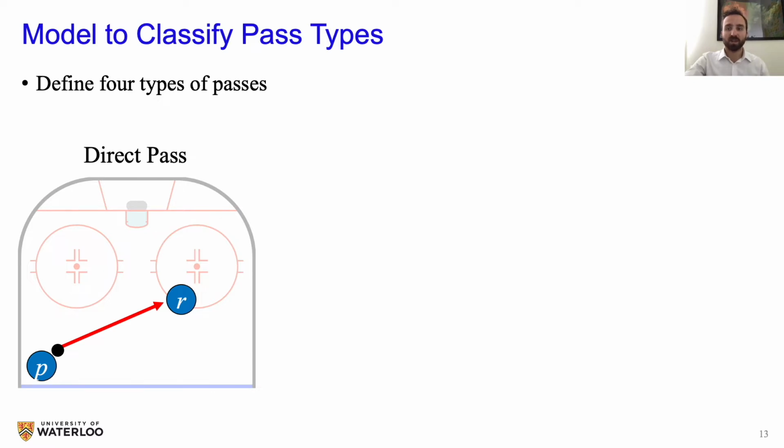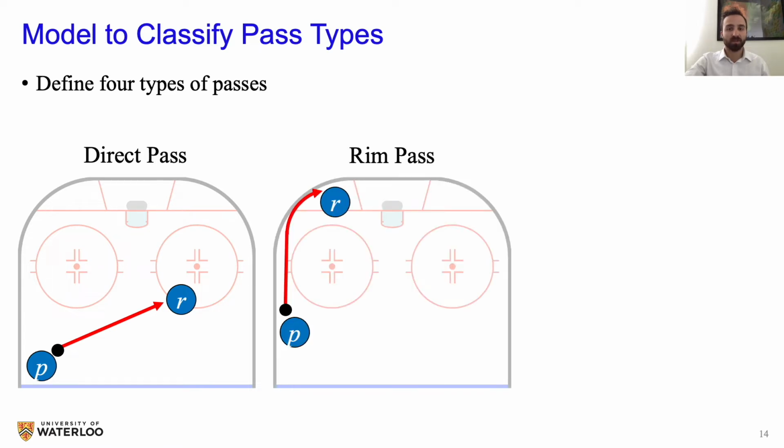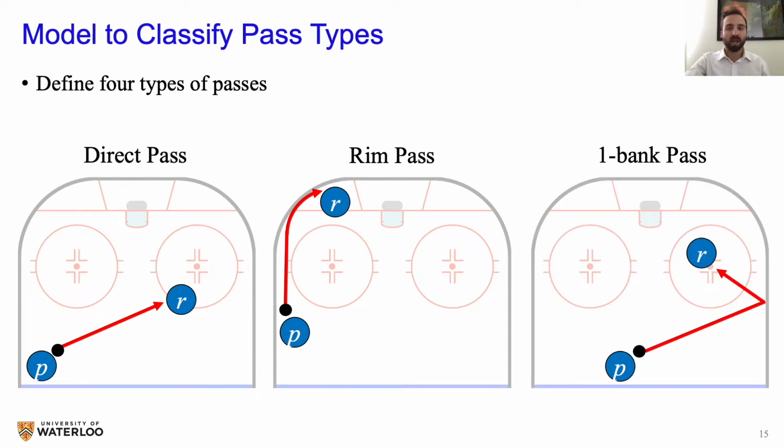Our first contribution of this work is to identify different types of passes in the tracking data. The event dataset only contains labels for a pass and not what type of pass was made. We identify 4 different classes of passes. First, direct passes from P to R, rim passes where P rims the puck around the corner boards, and one-bank passes where the puck is banked off a straight section of boards. And a 4th class, other, which includes various edge cases beyond the scope of this paper. Imperfections in puck locations or pass beginning and end timestamps make identifying each type of pass incredibly difficult.